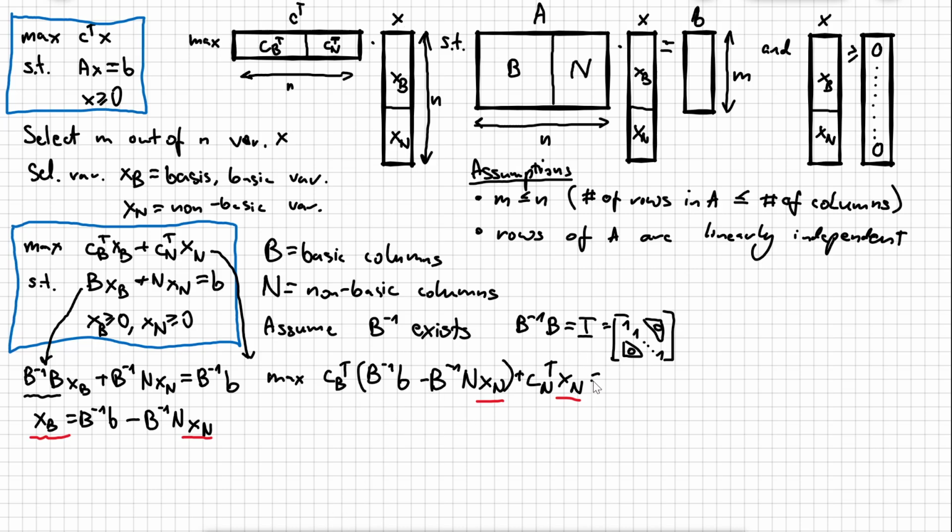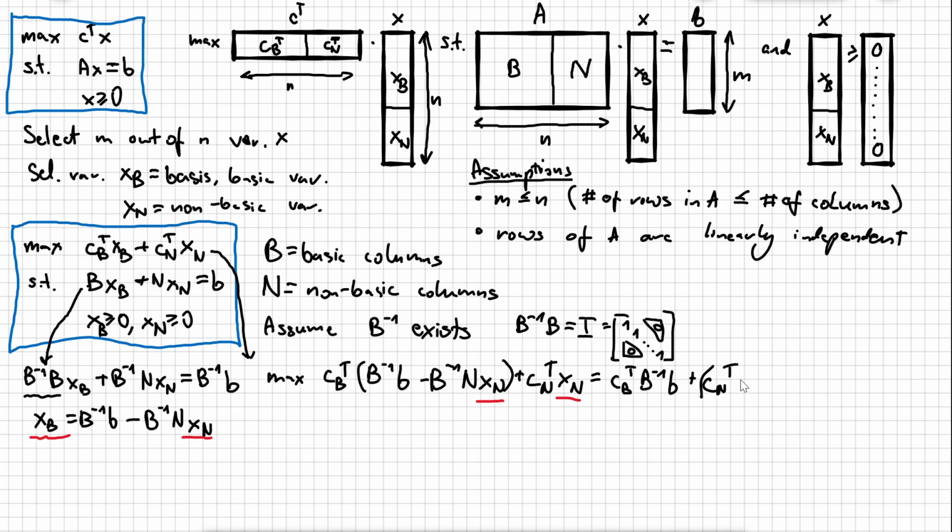So I want to write first what's without xn, that's cB transposed B minus 1 small b, and then the rest is with xn. I'm going to start with this part, so I'm going to say plus cn transposed times xn, of course, right?